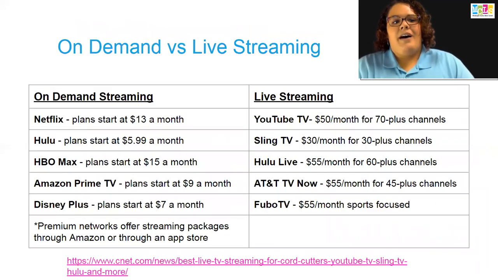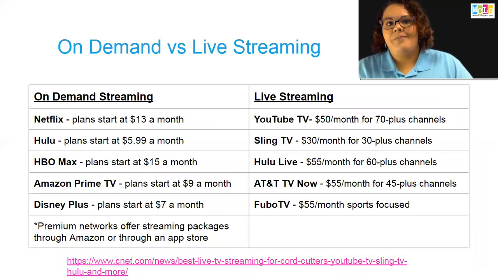Okay, so next we're going to talk about on-demand and live streaming. So this is your content that you're going to be watching. So there are several different streaming apps and platforms that you can get content through. This is also from CNET. So if you go to their website, they have a full list of everything, and they give reviews on everything. CNET does have some of their own content on there, so they're really good about not being biased and just giving the real full review there.